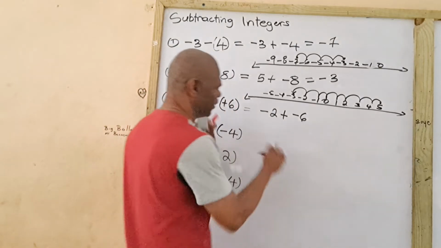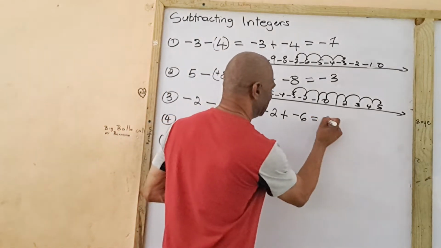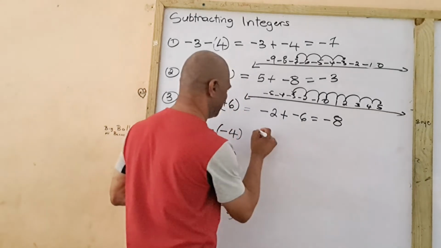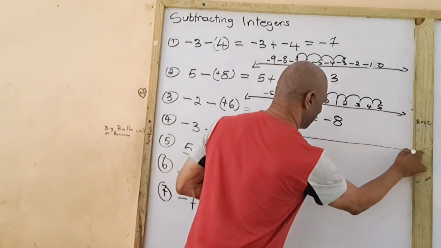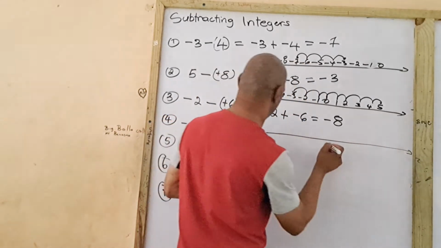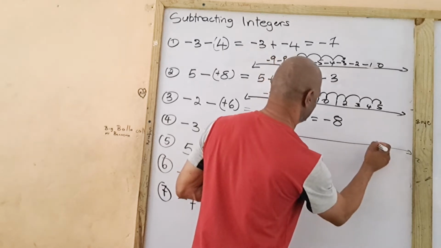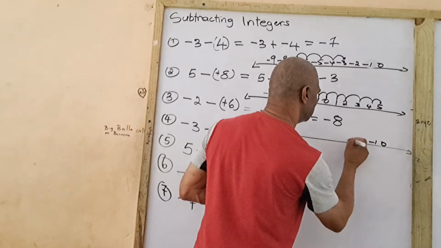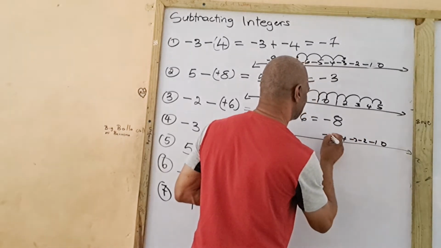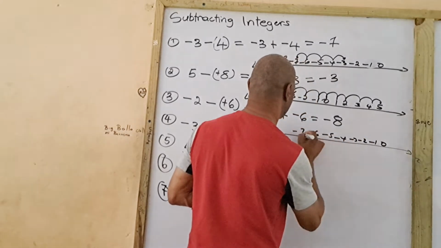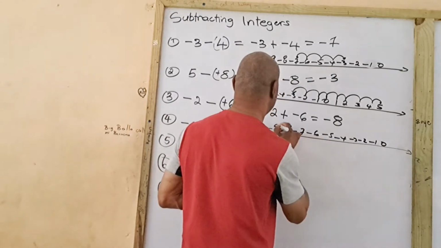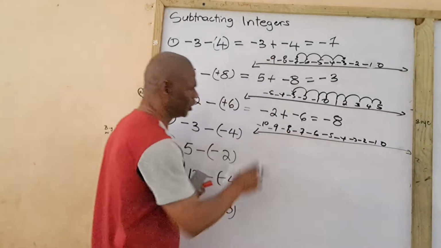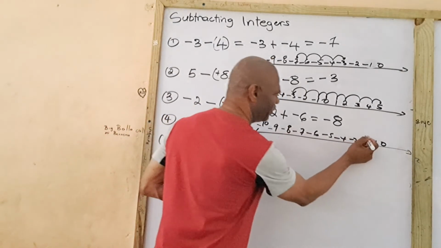So this would give us what? Negative 8. Now let's draw a number line and see if it works out that way. So we have, let's start at 0. Negative 1, negative 2, negative 3, negative 4, negative 5, negative 6, negative 7, negative 8, negative 9, negative 10. Alright, so we locate our negative 2 right here.